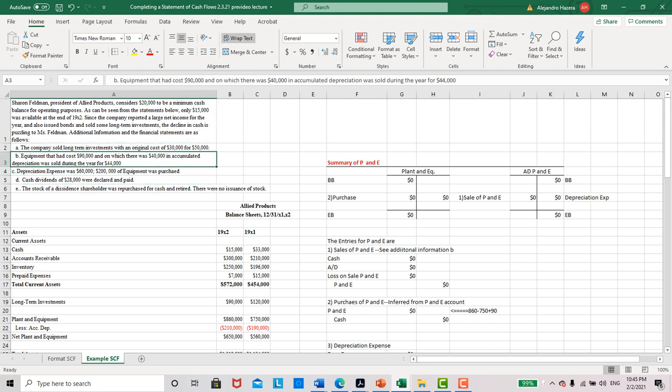Okay, let's go through the problem. There are three calculations in this problem, and I'm going to give you one or two golden rules. Sharon Feldman, the president of this company, considers $20,000 to be a minimum cash balance for operating purposes. As you can see from the statements below, only $15,000 was available at the end of 19X2, since the company reported a large net income for the year and also issued bonds sold from long-term investments. Declining cash is puzzling to Ms. Feldman. Additional information is below.